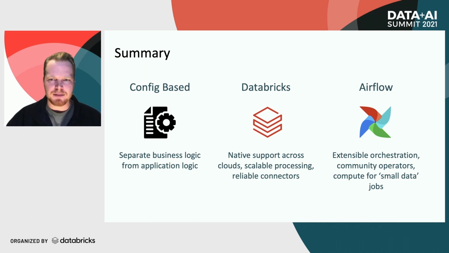And then finally, we have Airflow, which has given us extensible orchestration, even just being able to take an open source package and turn DAGs into YAML, which you wouldn't be able to do with a lockdown tool. The next thing is it has community operators for other things that don't fit into this configuration. And it also has compute for small data jobs. So you can throw it on an Airflow Kubernetes operator and hit APIs with it to get it into the data lake, and then use the configuration-based application to then bring it into Delta and bring it downstream.